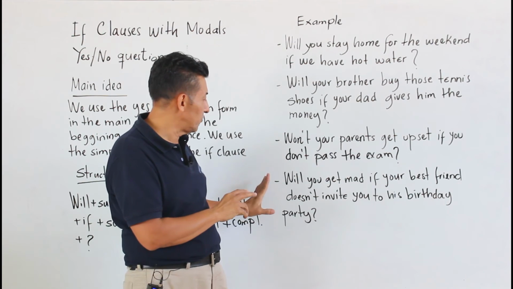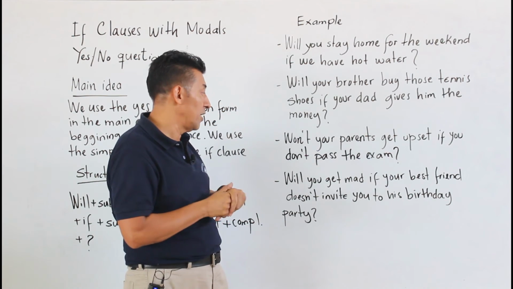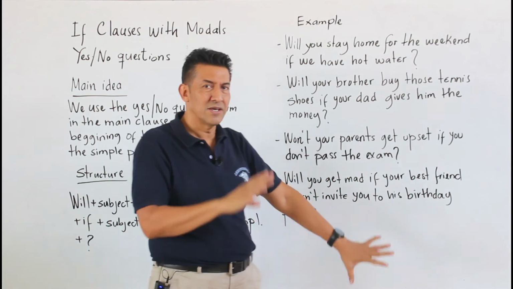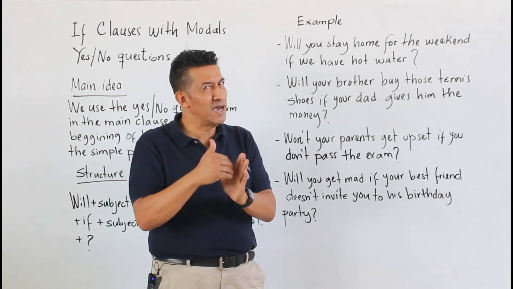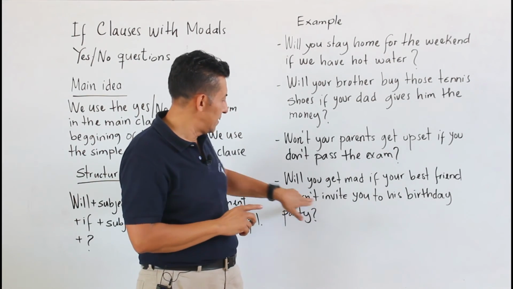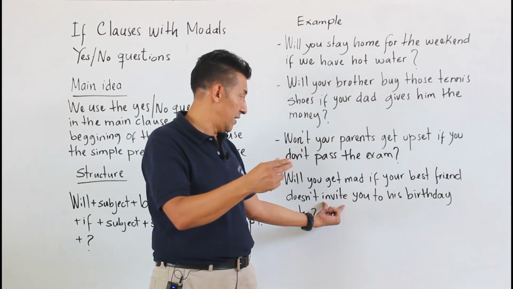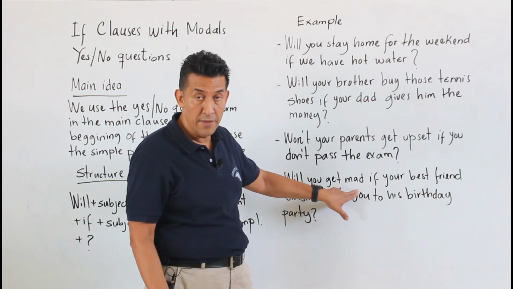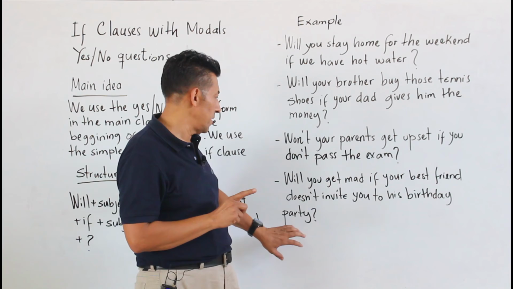Okay, now the last one says, will you get mad if your best friend doesn't invite you to his birthday party? In this sentence, you have to remember that anytime you use the negative form of the simple present in the third person, the verb doesn't get an s. Let's read the last one. Will you get mad if your best friend doesn't invite you to his birthday party?